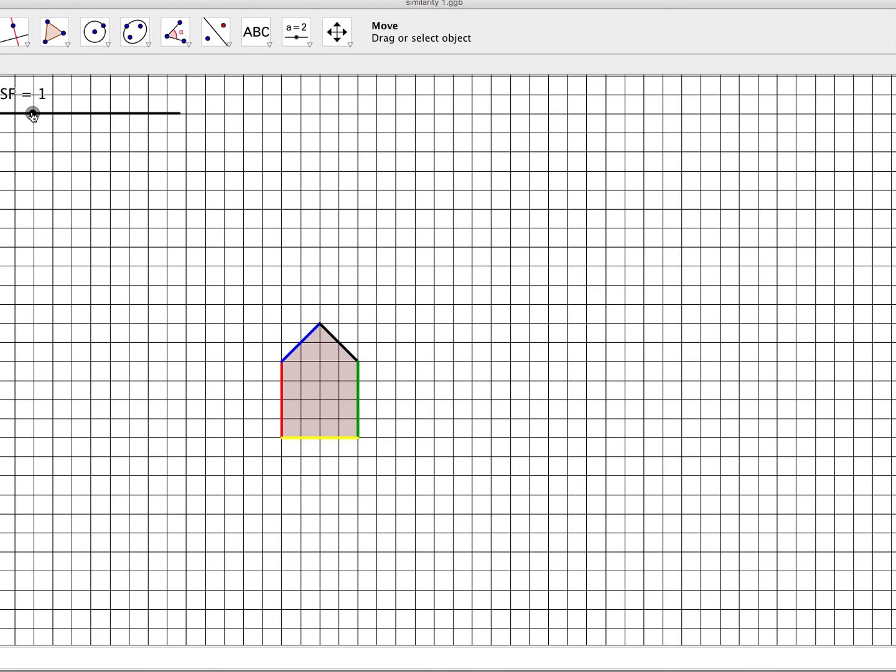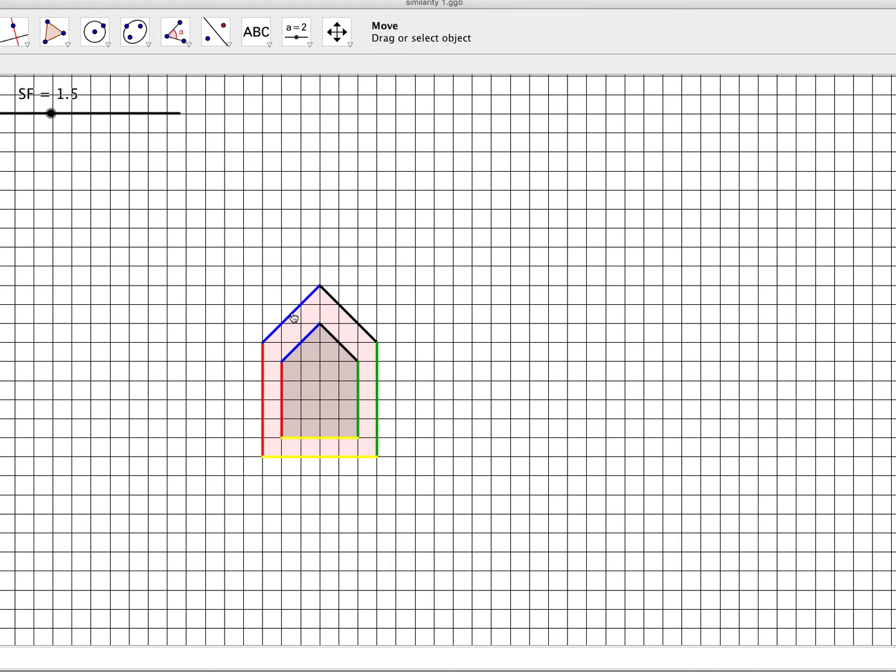There's the original shape, half all its sides. That's a scale factor of half. 2 diagonal boxes became 1 diagonal box. 4 boxes here on the red became 2 boxes. Angles remain unchanged. Even a scale factor like 1.5, 3/2.